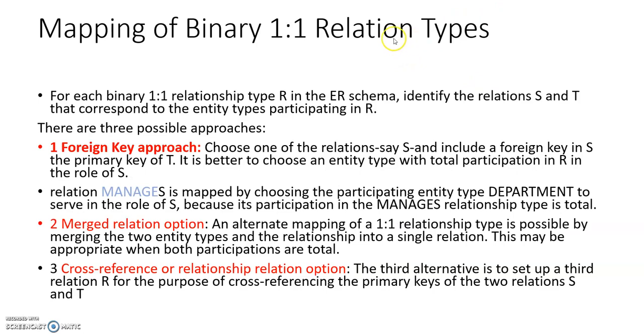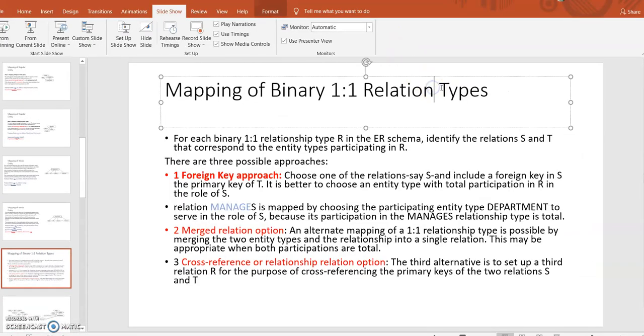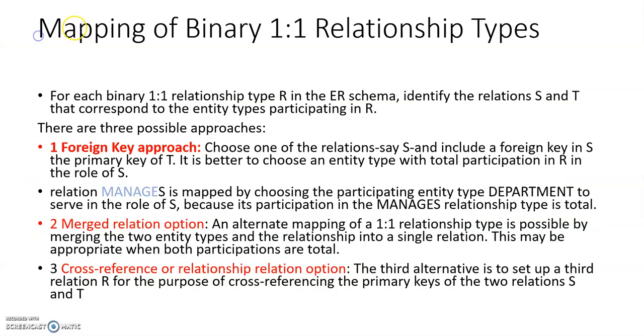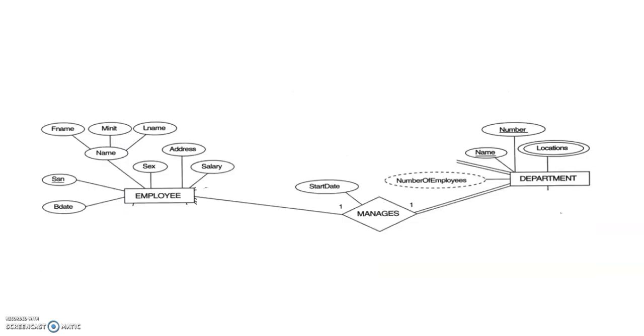Relationship types. There are three approaches: foreign key approach, merged relation approach, cross-reference relation approach. In foreign key approach, okay, we can consider the example and then come back.